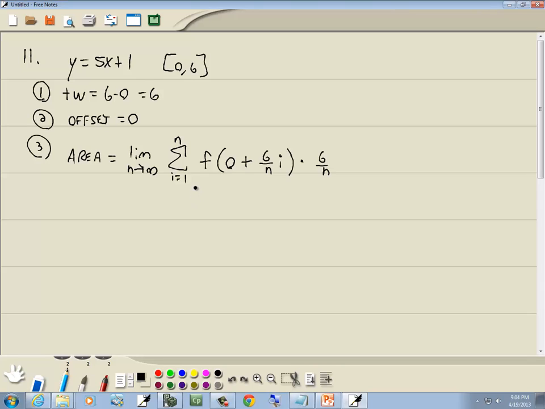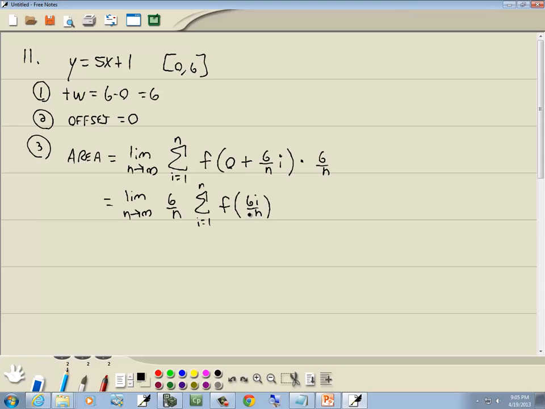Now keep in mind what changes in this. As we're going through this, i changes. First i is equal to 1, then i is equal to 2, then i is equal to 3, and on up until i is equal to infinity, because we're studying it as the limit as n goes to infinity. So the 6 over n doesn't change. So I can put that 6 over n out in front of our sigma. So I got the limit as n goes to infinity of 6 over n, then the summation i equals 1 to n of f of 6i over n. The 0 drops away.